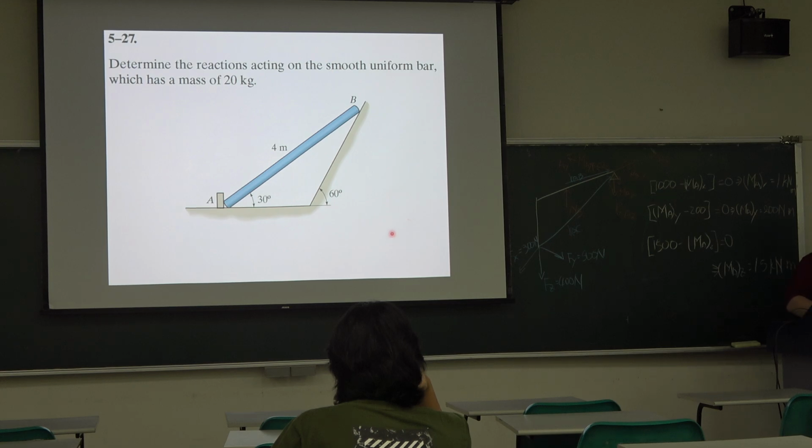In this example, determine the reactions acting on the smooth uniform bar, which has a mass of 20 kilogram. So we have one support and two support here, and this part maybe has two, because the ground is one support and this point A is the other support. So we can draw the free body diagram first.